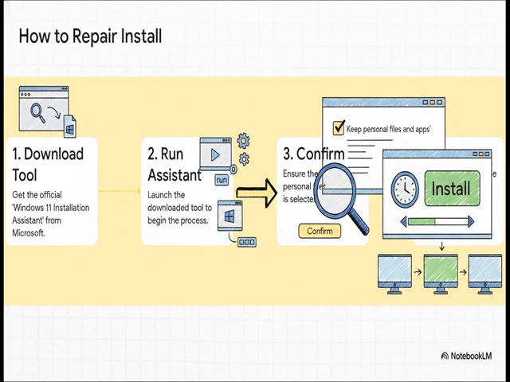You will get to a screen that says Ready to Install. You must make sure it says Keep Personal Files and Apps. It's almost always the default, but you have to double check. From there, you just click Install and let it do its thing. It'll take anywhere from about 30 to 60 minutes.